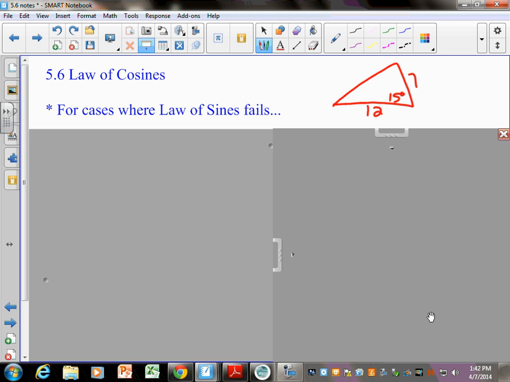Like you have this angle, but you don't have this side. You have these sides, but you don't have the angles to go with them. So if you set up law of sines, it doesn't work. It doesn't mean you can't solve the triangle. It just means you can't use law of sines. You have to use law of cosines.